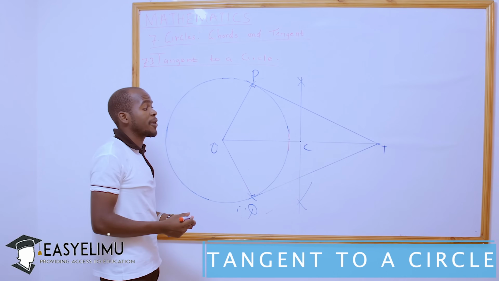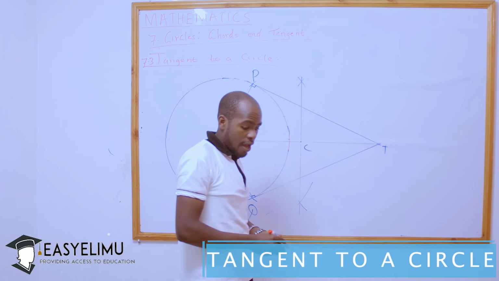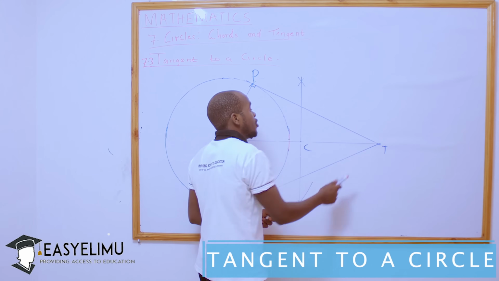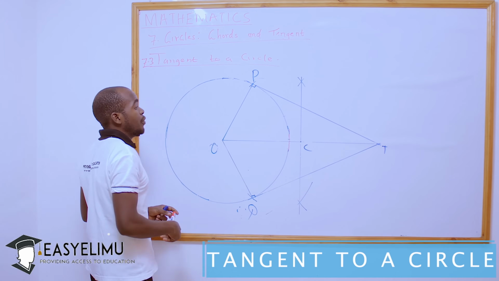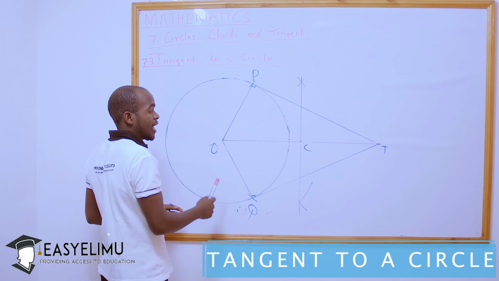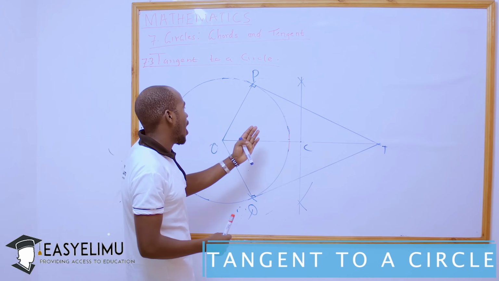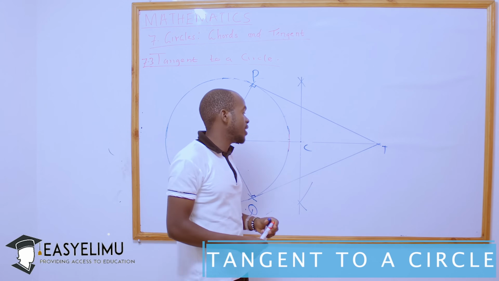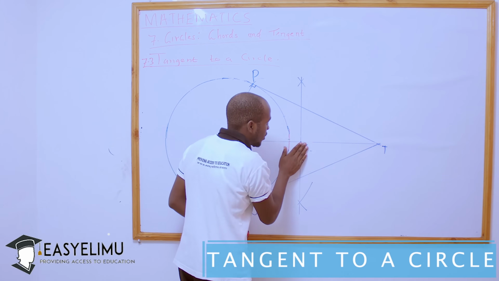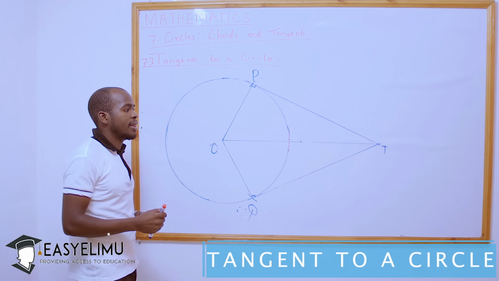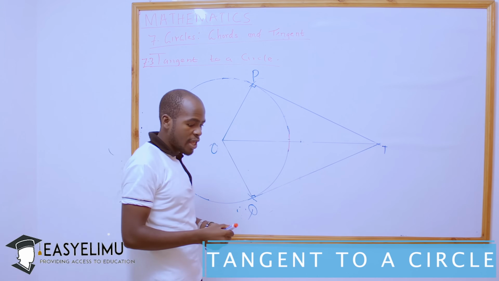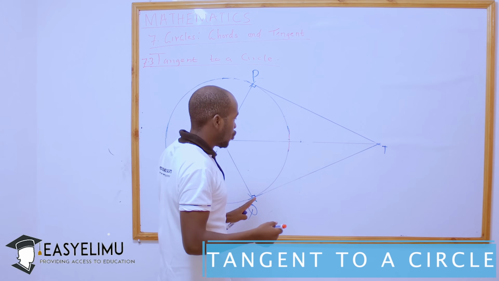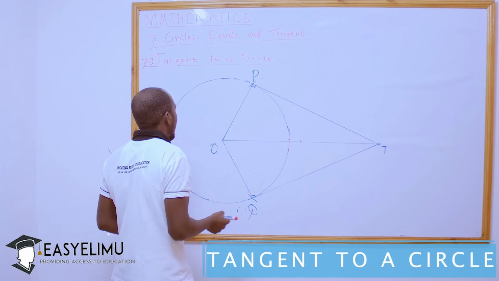Let's now see the properties of tangents to a circle from an external point. This is my external point, and we have seen how to draw two tangents. Assuming we have two tangents from an external point T, we shall name the points P, O, Q, and T. So let's see some of the properties.